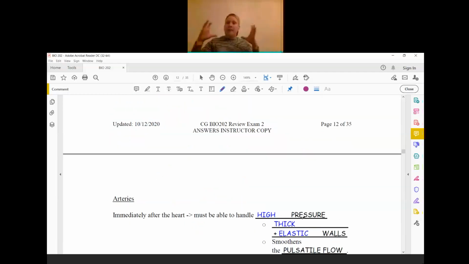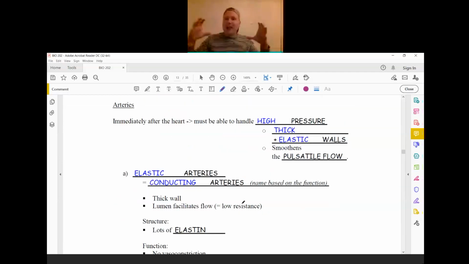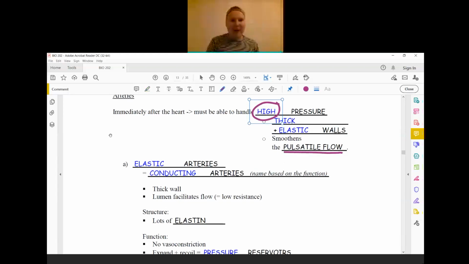Okay, that brings us to have a look at the arteries in general. Arteries are exposed to high pressure, so that's why they're going to be very thick and elastic, so they can handle this huge pressure fluctuation. And their function is really to smoothen out this pulsatile flow that comes out of the heart. And there's going to be a few different kinds of arteries. Let's go through those.